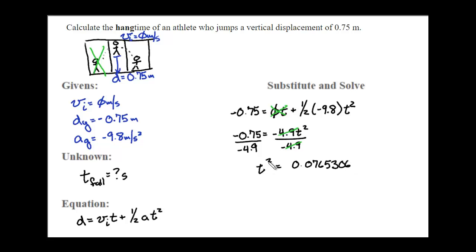0.0765306. But to get rid of this squaring, I'm going to take the square root of this side and the square root of this side, and t to fall equals 0.27664116 seconds.